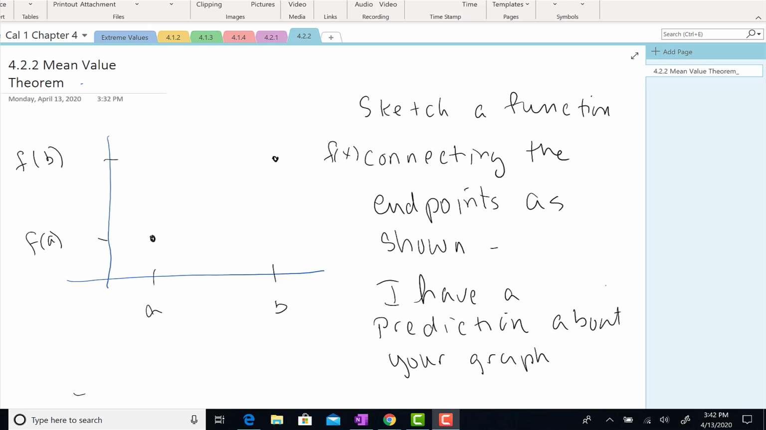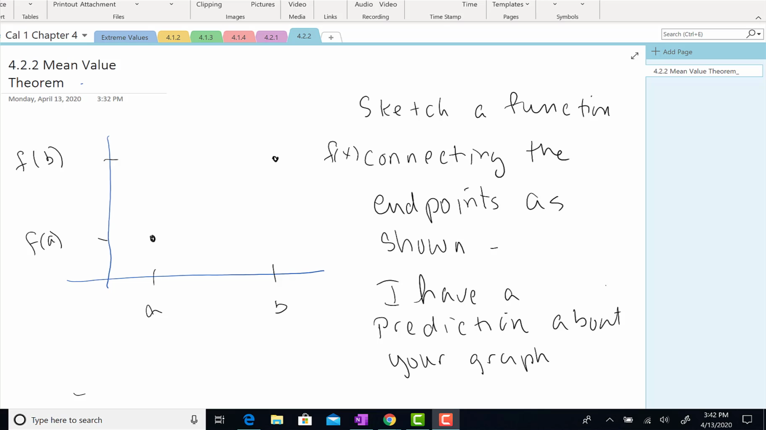This video is to accompany section 4.2, the mean value theorem, in our calculus textbook. And so I'm going to, maybe this is becoming a familiar exercise, have you sketch a graph that connects the dots as shown. So there is a number a and a b on the x-axis, and f of a and f of b are as shown. They're not necessarily at the same height.